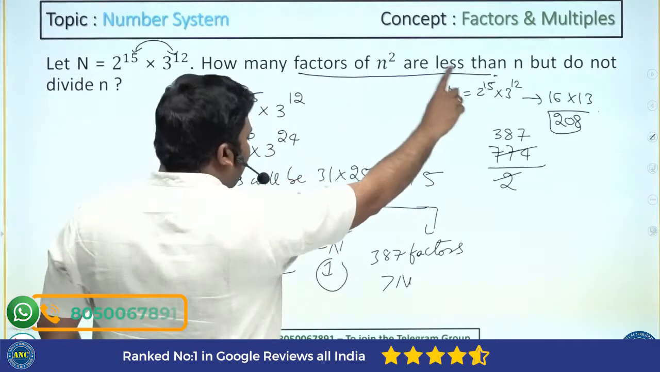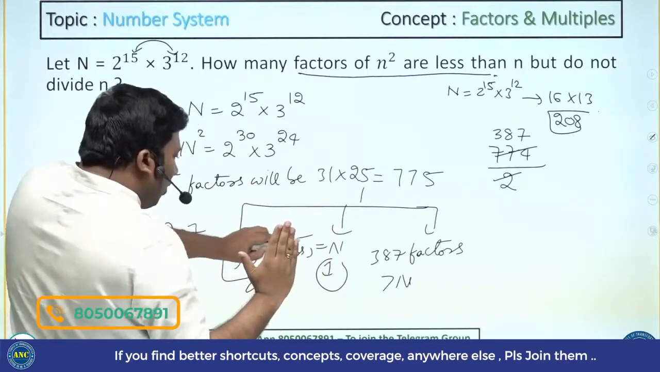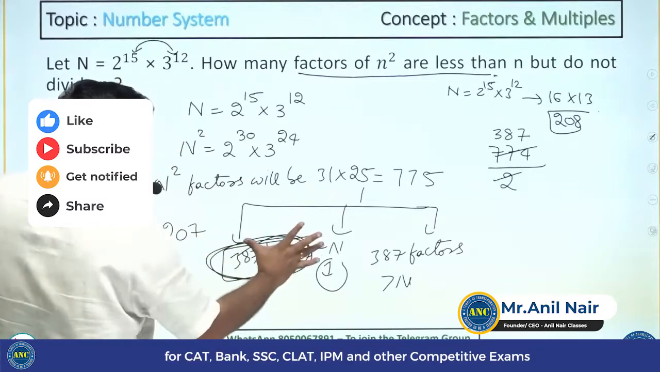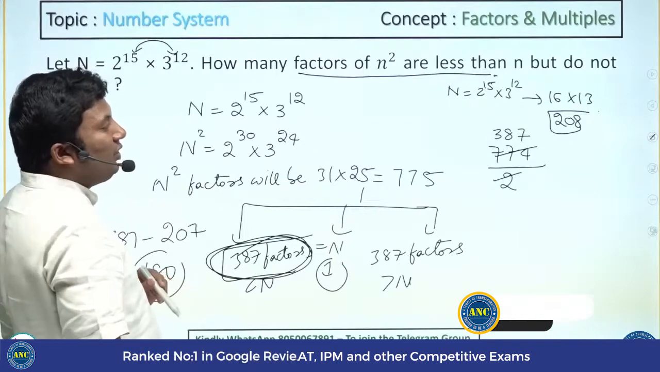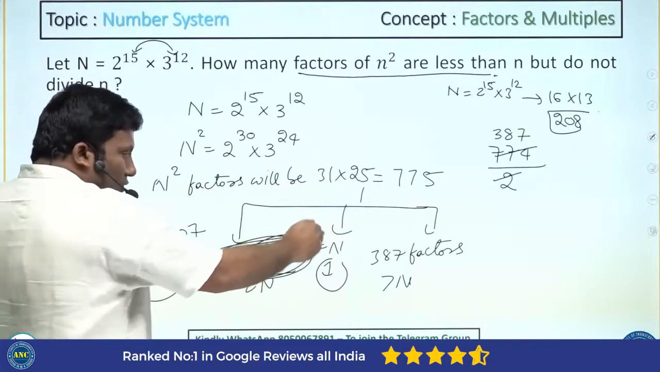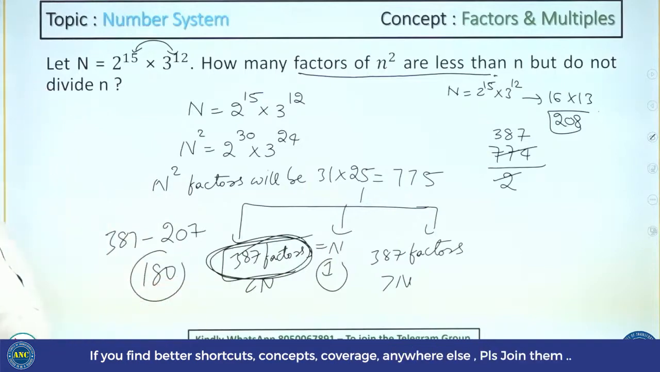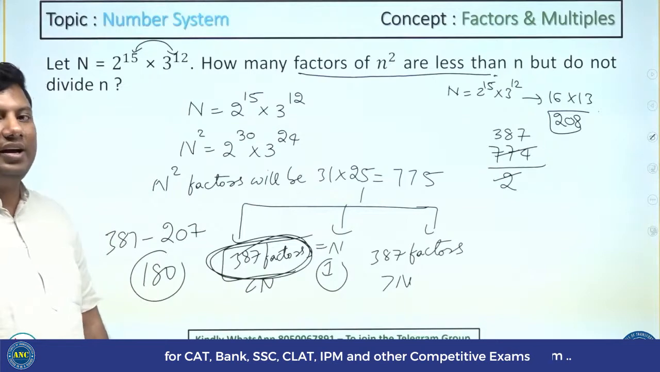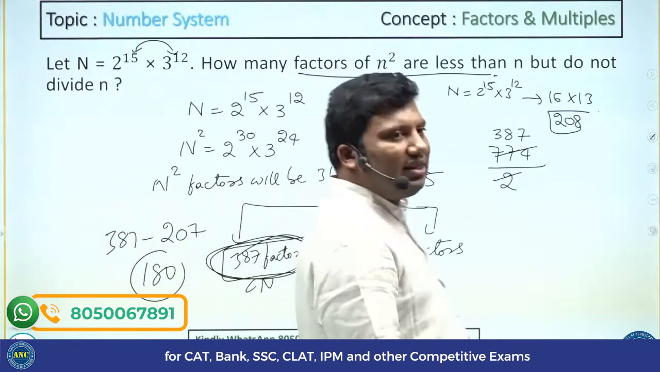Factors of n square less than n. Less than n, how many are there? 387. In that, from 1 to n, how many factors are there for n? 16 into 13. Less than n, one number itself we have to subtract. So answer is 387 minus 207. Answer is 180. Idea clear? Just by looking at a question itself, you will get this answer.